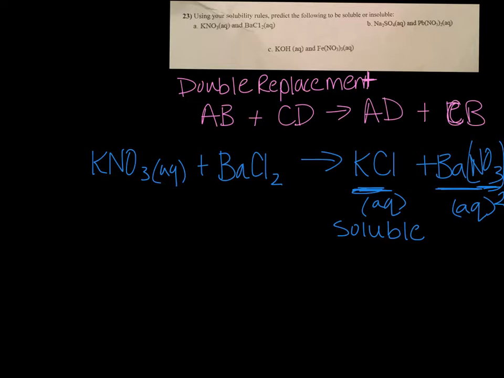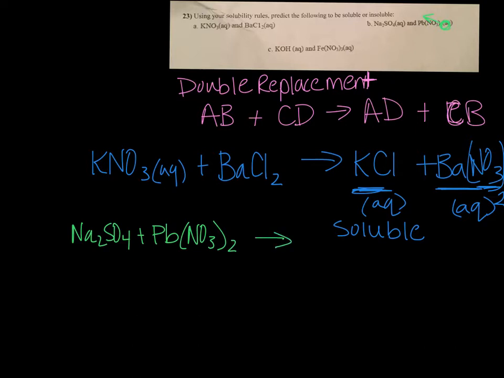So we mix two liquids together, we end with a liquid, okay? That's what that means. All right, the next problem, letter B, we have sodium sulfate plus lead, and you recognize what kind of lead it is by looking at that little subscript right there, reverse crisscross, right? So this will be lead 2 nitrate.